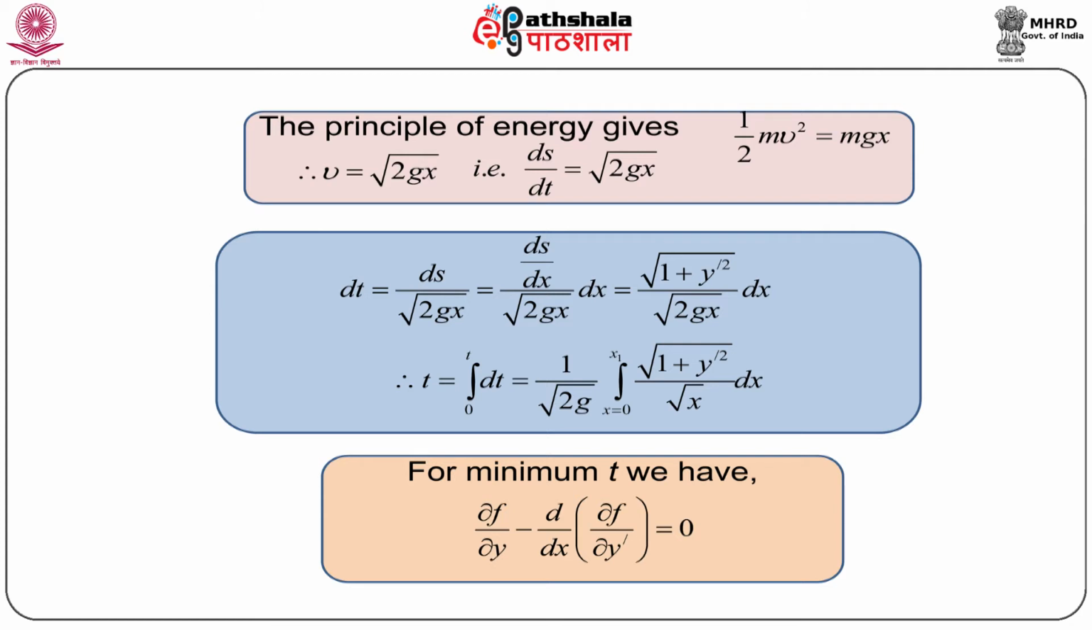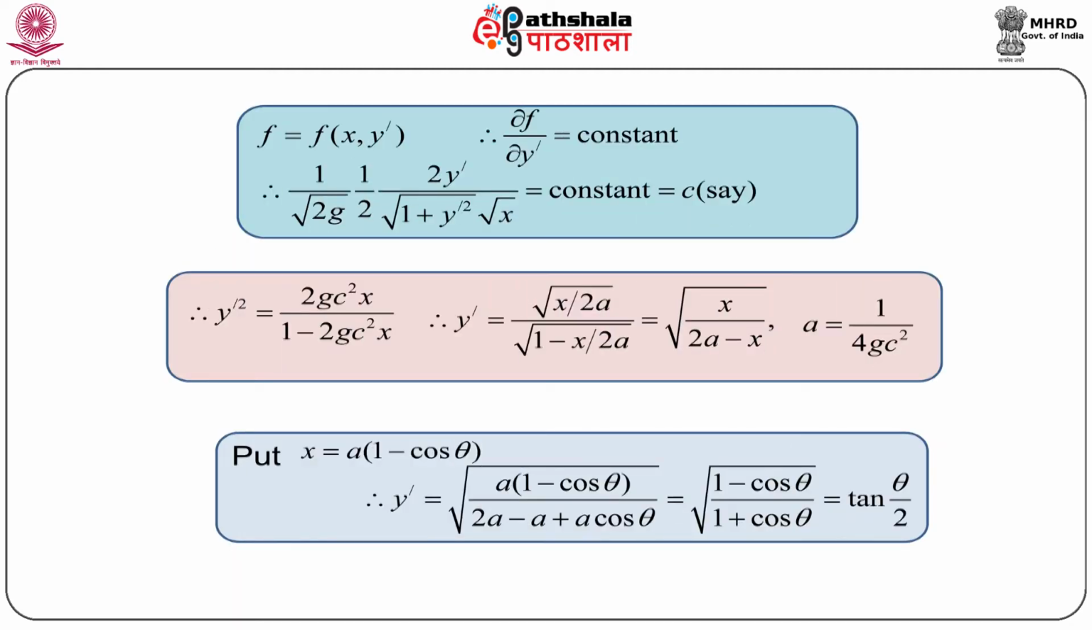So, we can use the special case of Euler-Lagrange equation, that is we have this one, that is first order partial derivative of f with respect to y dash equal to constant. After calculating this partial derivative, we get this one. So, this gives constant. If we choose constant c and square this result, we get this relation.